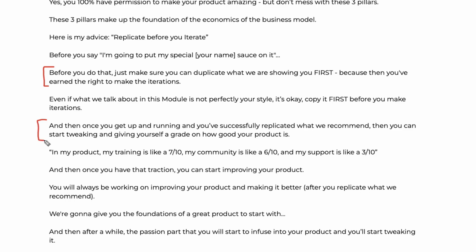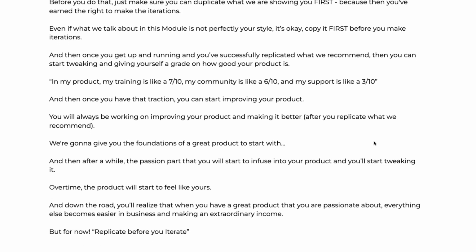And then once you get up and running, you've gotten traction, right? You've successfully replicated what it is that we recommend, then you can start tweaking and giving yourself a grade on how good your product is. You can say, hey, you know what? In my product, my training is like a 7 out of 10. My community is like a 6 out of 10. My support is like a 3 out of 10. And then once you have that traction, you can start working on improving your product, right? You will always be working on improving your product and making it better after you replicate what it is that we recommend.